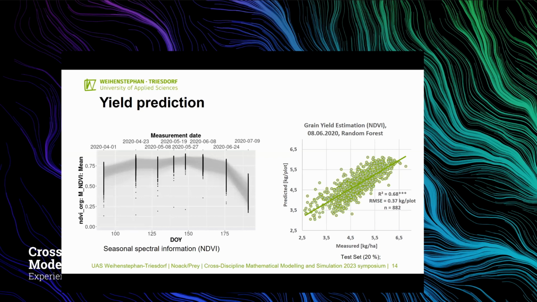Well, yield is basically a pretty good measure for drought stress, and you can see on the right-hand side, based on a specific example. So we use this specific spectral index called the NDVI. We used the random forest model, and we used the drone data from the 8th of June 2020 in order to predict yield. And you can see here that we had an R squared of 0.68, which is pretty good.